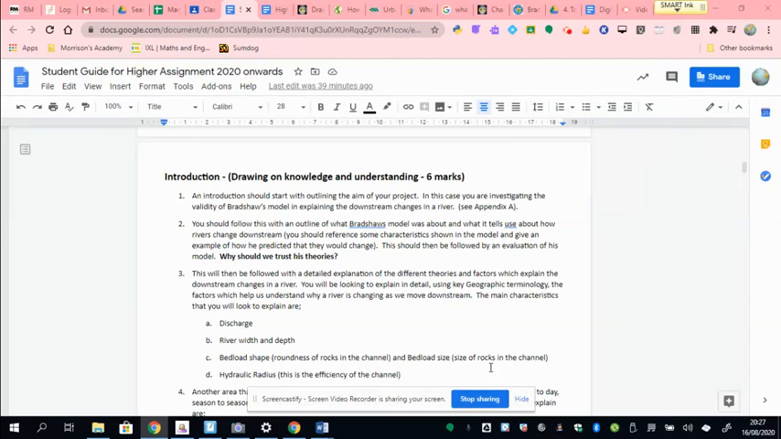Okay, in this section, I'm going to help you write a series of explanations about factors that can influence the discharge of a river. Now, you should have watched the first tutorial in this series, which will have helped you set up an aim and explain Bradshaw's model in as much detail as you could, and you may have also evaluated Bradshaw's model and told me why we should trust it.